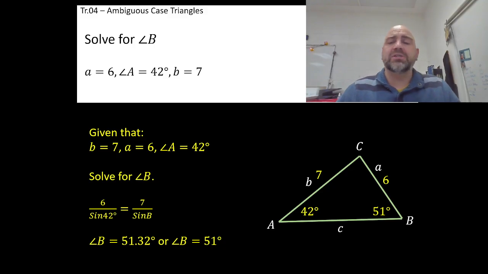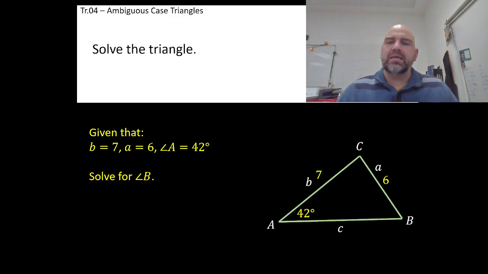Oh, we actually have what's called an ambiguous case triangle right here. An ambiguous case triangle means that might not be the only answer. There may be more than one answer. Let's see how that is.